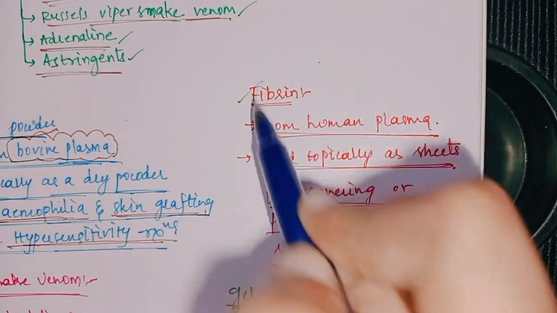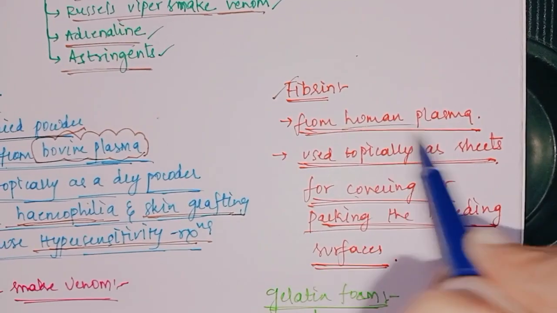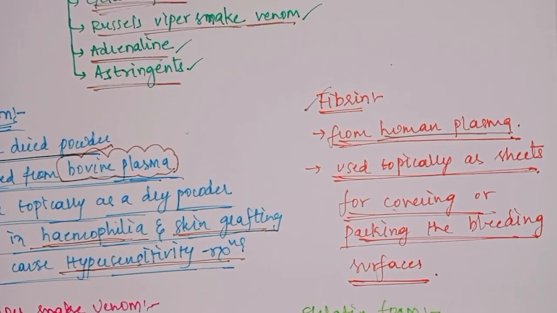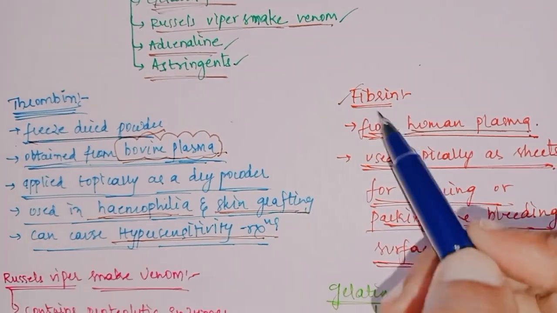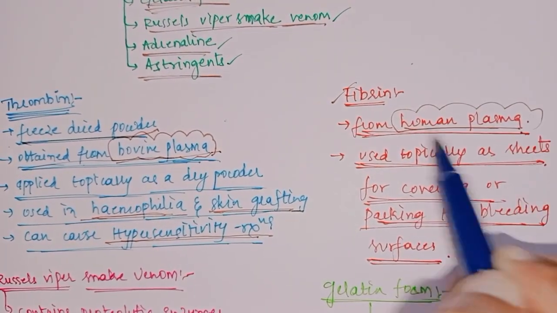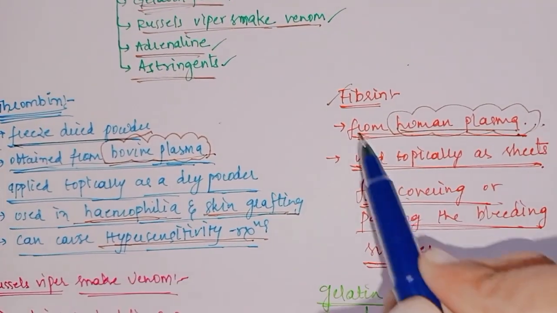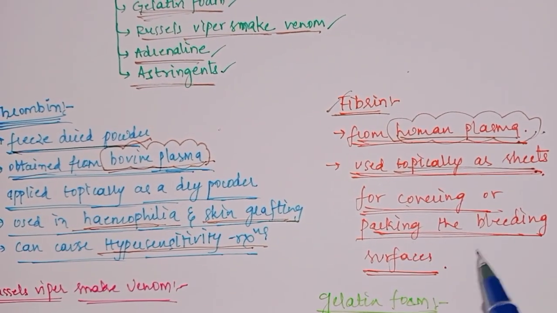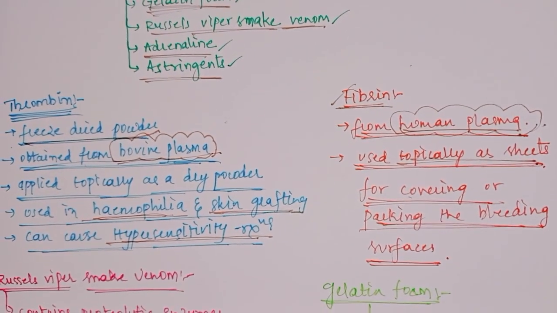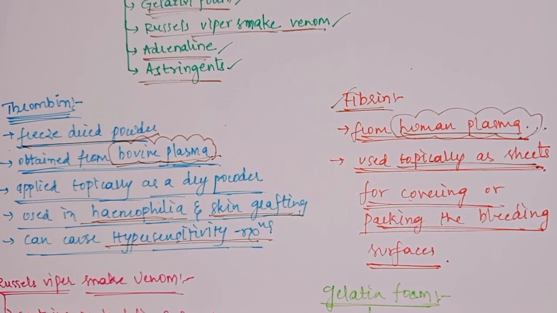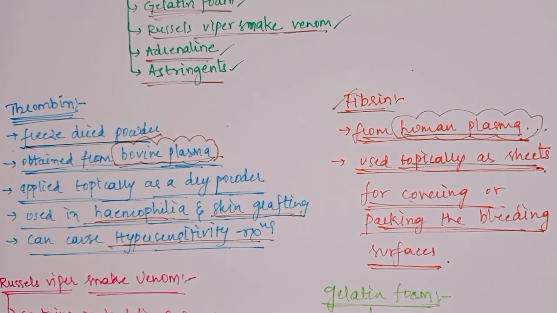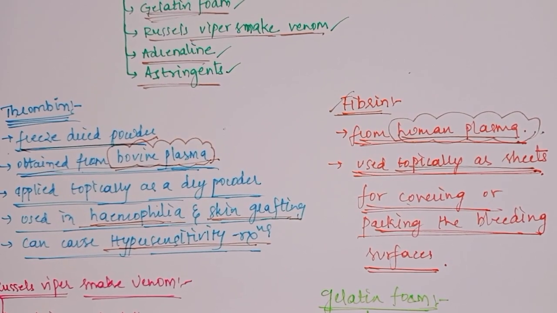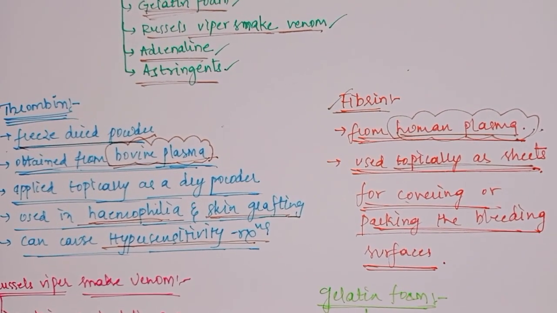Let us discuss fibrin. It is obtained from human plasma. Thrombin was obtained from bovine plasma, whereas fibrin is from human plasma. It is used topically as sheets for covering or packing the bleeding surfaces. On the bleeding surface, as sheets we are covering fibrin as a layer.